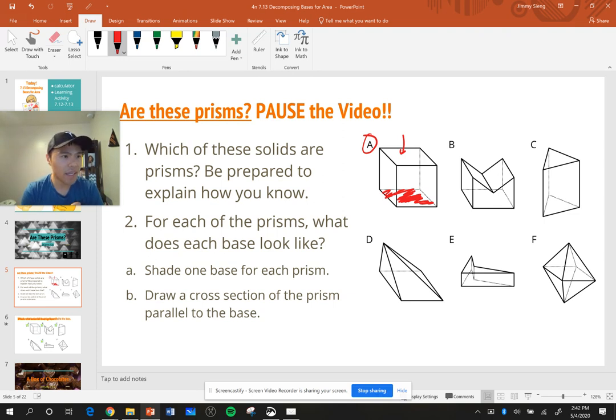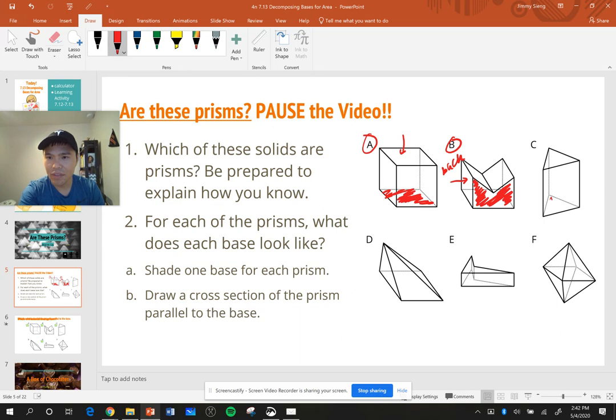But go ahead and look at B. If we look at B, the base is more like in this face now, right? If we look at the bottom to the top, it's not the same. But if you look at this face right here compared to the backside, the backside is clearly going to be the same as the front side. So there you have a prism as well.